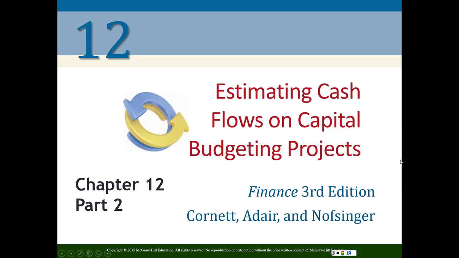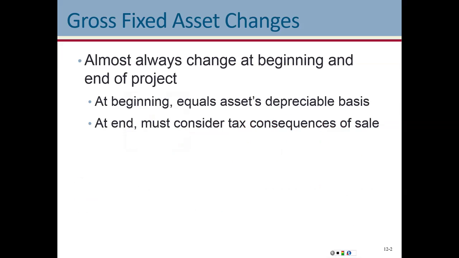So the second part of chapter 12, we're talking about estimating cash flows. So let's talk about gross fixed asset changes. Gross fixed asset is basically an asset when you just buy it if you need it in the project, right? If you need to have more plant or more equipment or something like that, that's going to be a fixed asset, right? Gross means that it has no depreciation. So this is going to affect our project's cash flow, right?